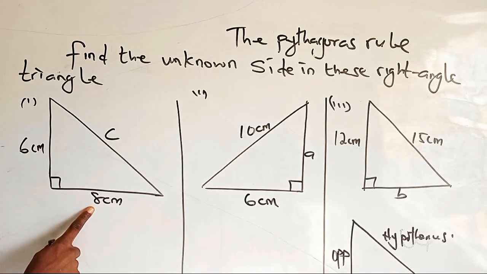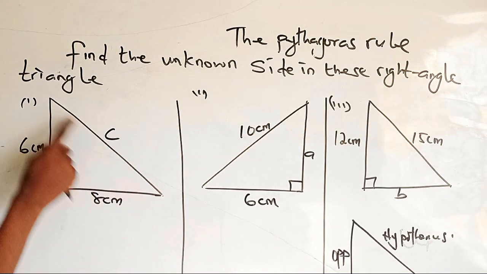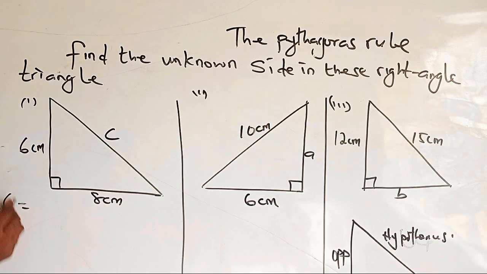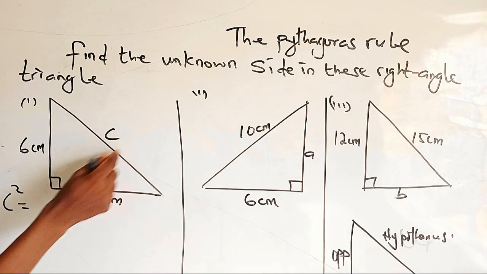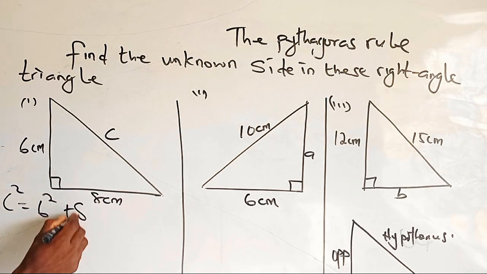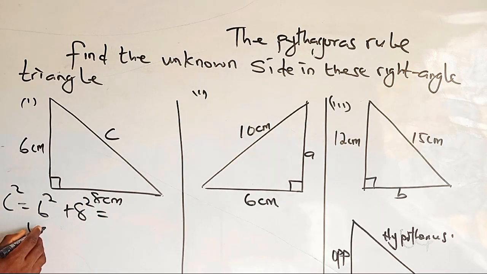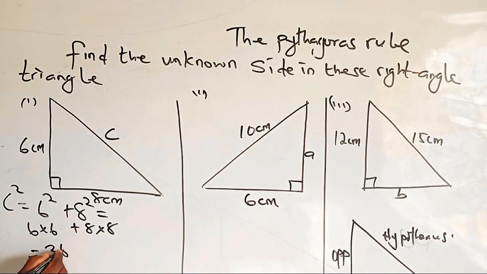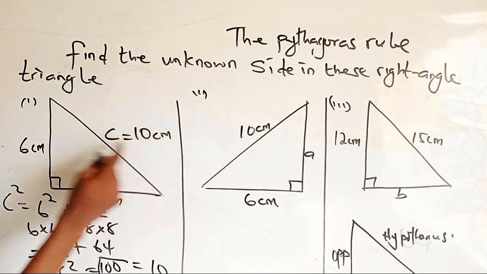So for the first one, we have to determine the hypotenuse, which is the longest side of the right angle triangle. So how do we determine that? We say the sum of the squares of these two, and when we sum it up, we look for the square root. So this square equals 6 square plus 8 square. 6 square is 6 times 6, that is 36, plus 8 times 8, which is 64. So we have 36 plus 64, which is 100. We have to find the square root of 100, that gives us 10. So that means C is 10 centimeters, which is the hypotenuse.